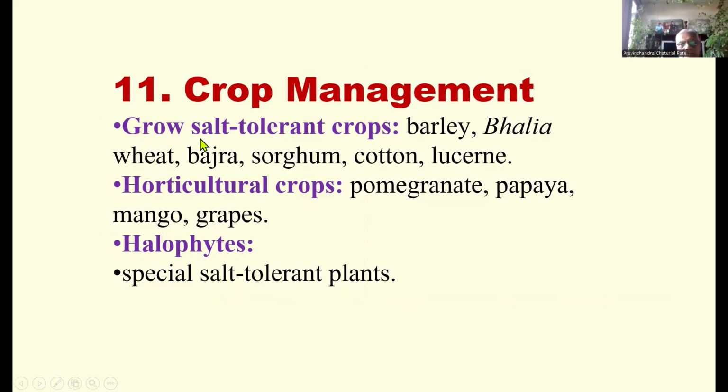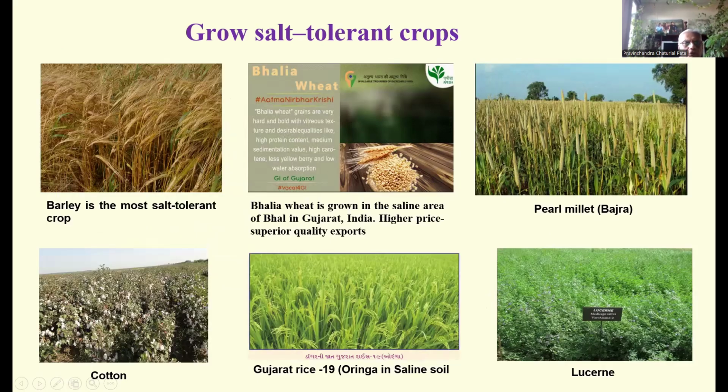Then crop management. Grow salt-tolerant crops: barley, bhalia wheat, bajra, sorghum, cotton, and lucerne. Horticulture crops: pomegranate, papaya, mango, grapes. Halophytes, special salt-tolerant plants. So here you can see, grow salt-tolerant crops. Barley is the most salt-tolerant crop. Then bhalia wheat is of good quality and is exported to foreign countries.